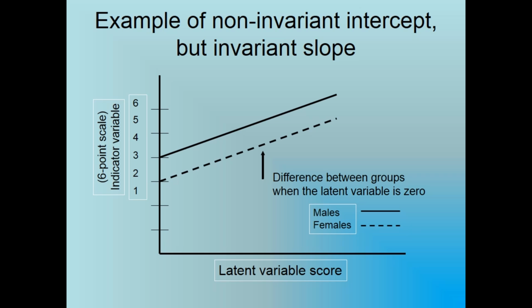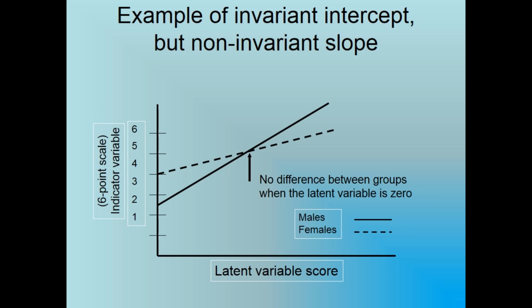Here's an example where our intercepts are invariant, but our slopes or our factor loadings differ. As you can see, the relationship between the latent variable and the indicator differ. However, on average, the intercepts are the same across both groups. Again, for those with a latent variable of 0, they had the exact same response on that item.